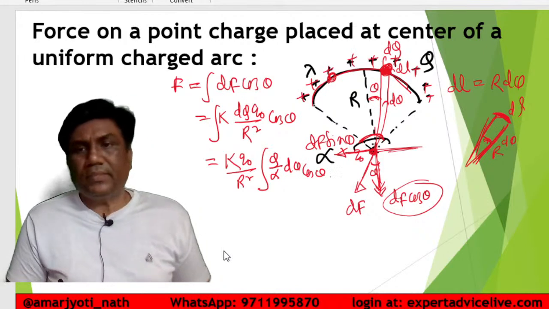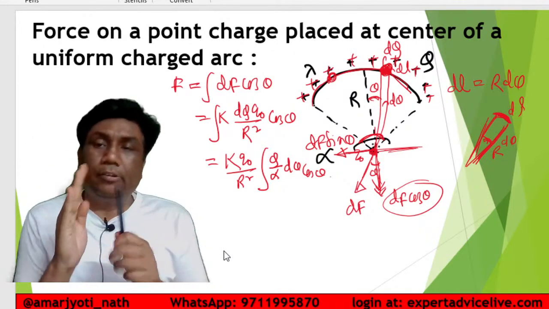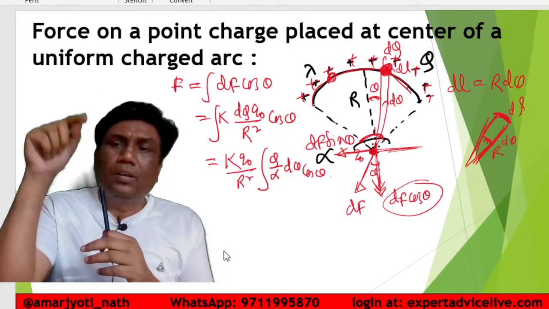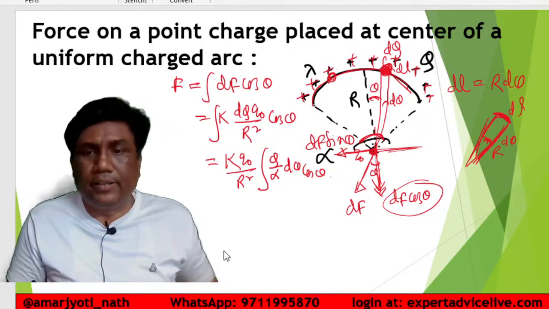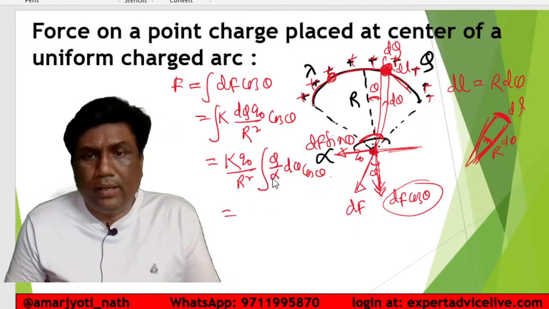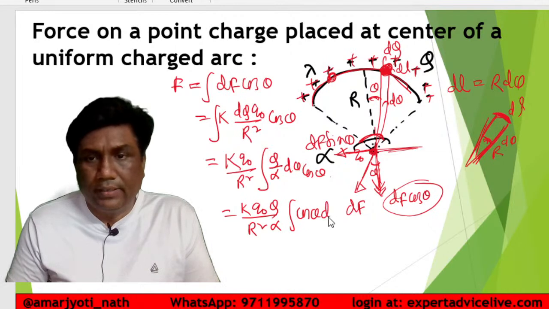Total charge by total angle, so charge per unit angle, you got it, into d theta. D theta is that particular angle in which your element dq is there. So we have to integrate it, nothing else. Again q and alpha are constant, so they can be taken out of the integration. So r square, capital Q alpha, integration of cos theta d theta.